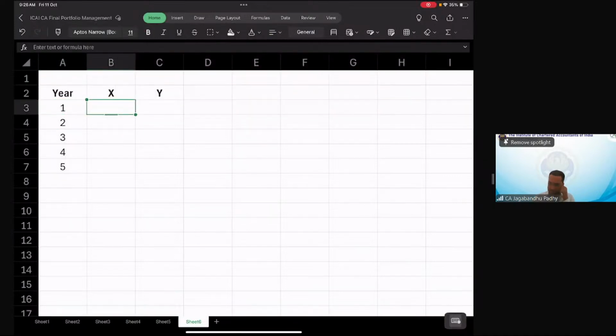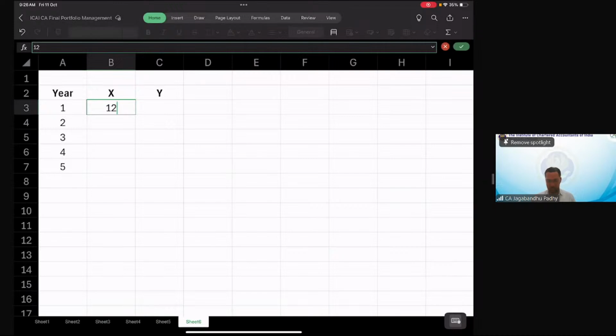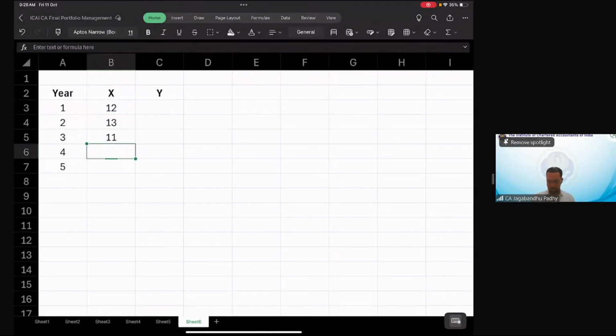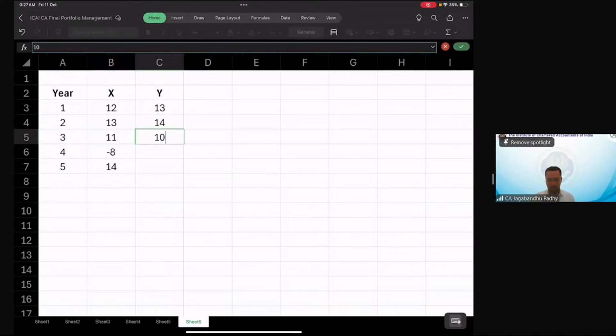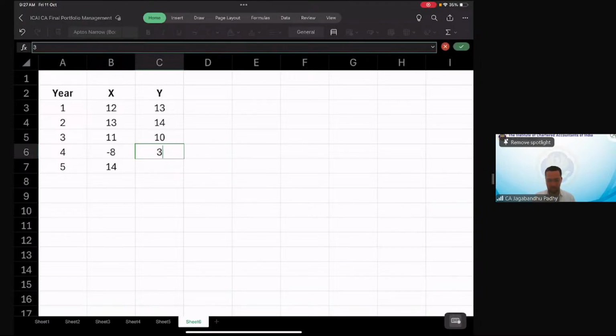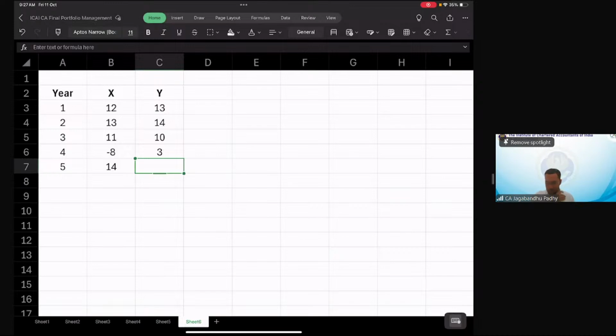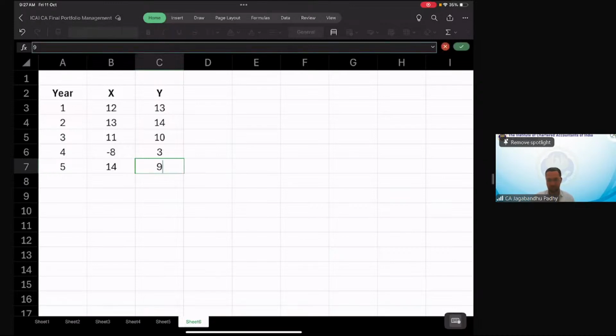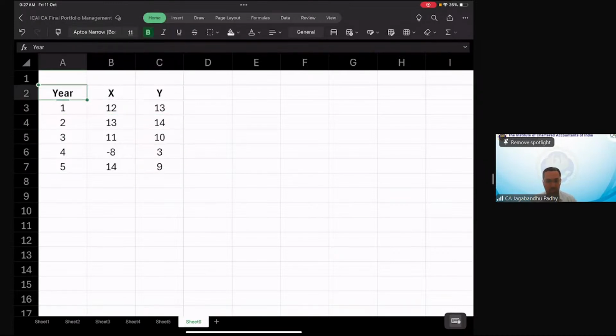Let's say in the first year, security X has generated a return of 12%, then 13, then 11, then -8, and then 14. Whereas security Y has given us a return of 13, 14, then 10, then 3, and in the fifth year, 9. So these are the two securities that we have.